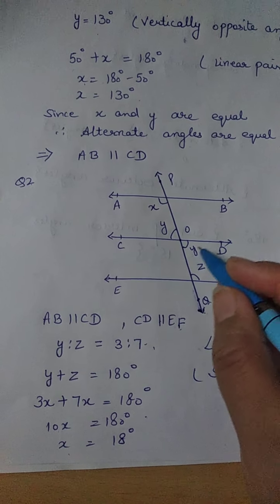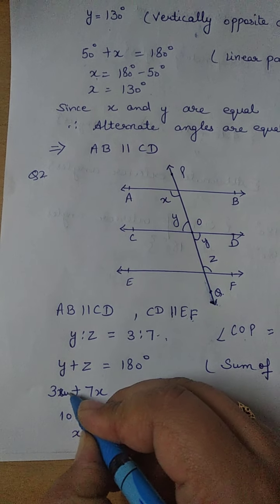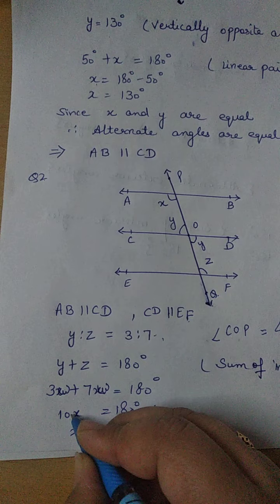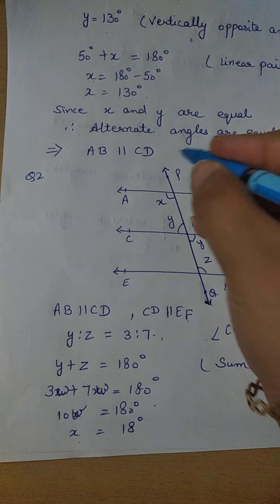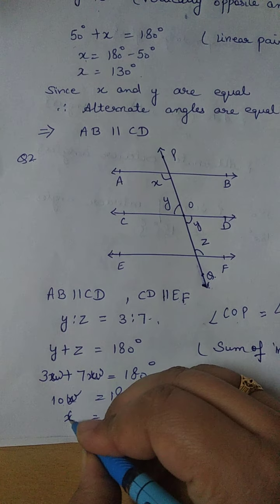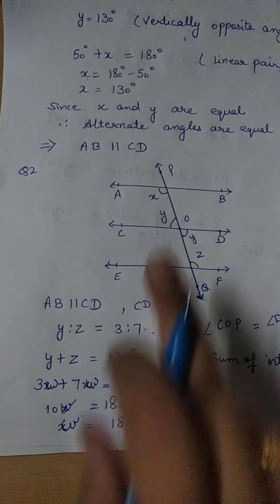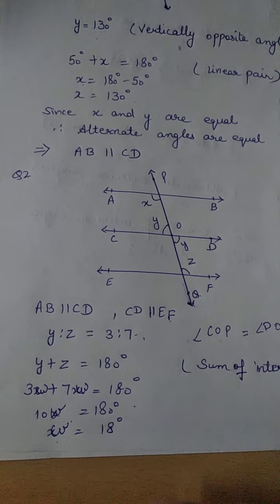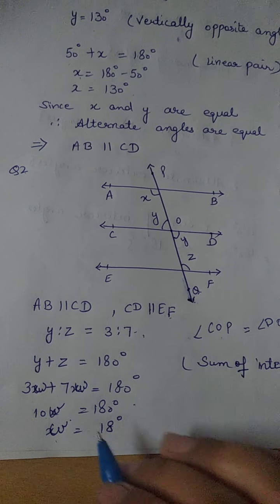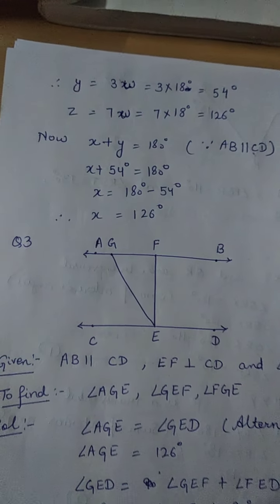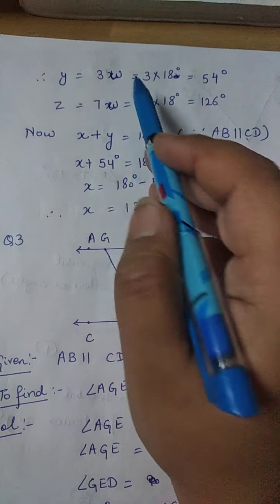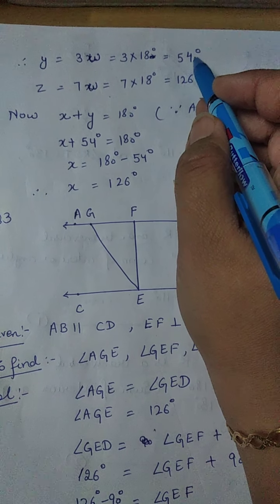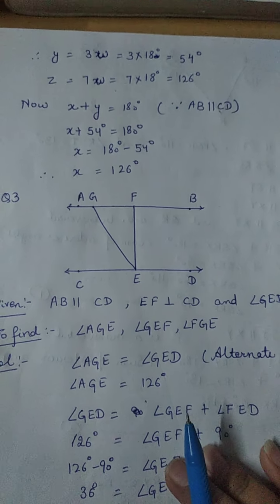So instead of letting it be x, let it be w, because we are already using x in the question. So these things you also have to keep in your mind. If some variable you are already using in your question, please don't use that variable, and find the value of this unknown, that is w, that is 18 degrees, right? Now here y is equal to 3w and z is equal to 7w. So it is 3 into 18, 7 into 18, which is equal to 54 degrees and 126 degrees.